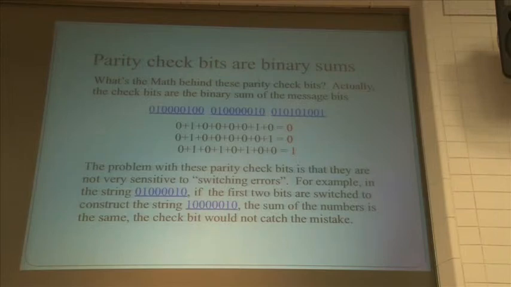Same idea for the next one. 1 plus 1 is equal to 0 in binary. And for the last one, 1 plus 1 plus 1 gives us 3. 3 divided by 2 has a remainder of 1. That's why you get a check digit of 1. You're kind of remembering this? Modular arithmetic, right? We're working in base 2. All right.